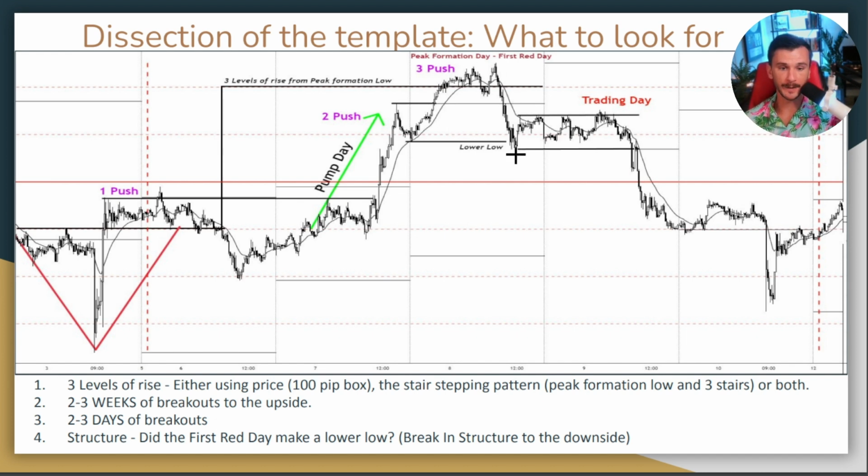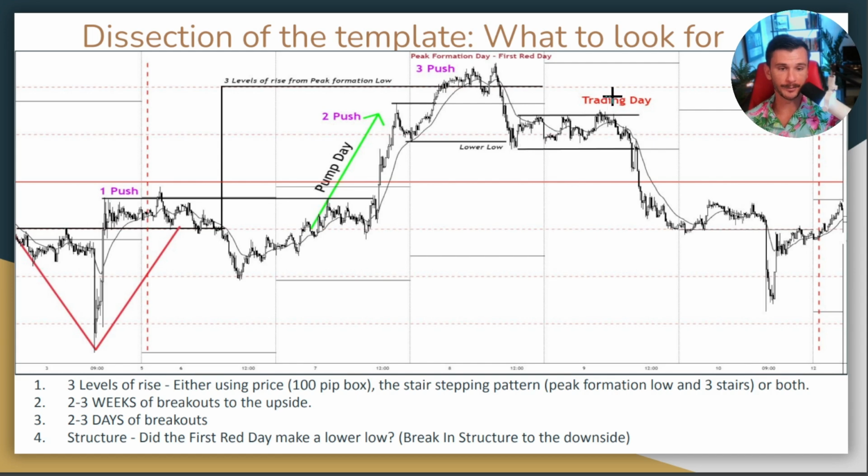Peak formation high that has also made a lower low back down on the inside. There's a high, there's a low, there's a higher high, there's a lower low, and then a close below the open for that day. So we're in our third level of rise. We have a lower low back down on the inside of this week's current range. And then on the next day, we are looking for one of the different scenarios.